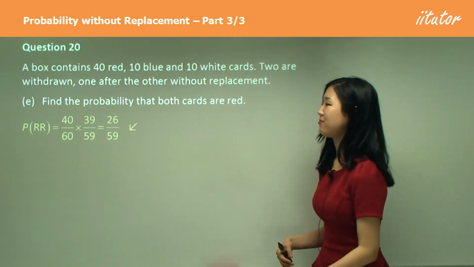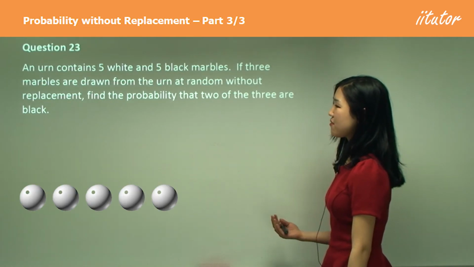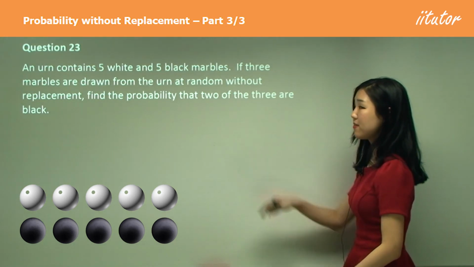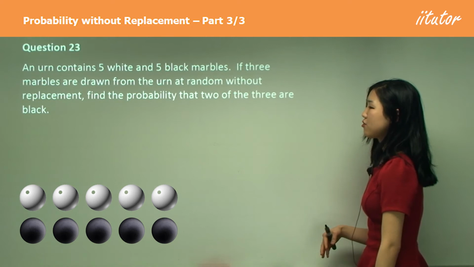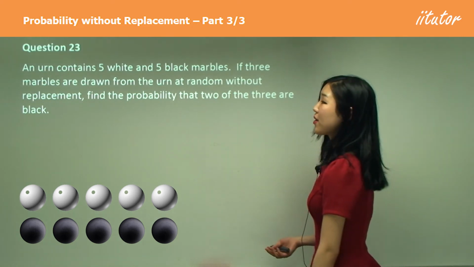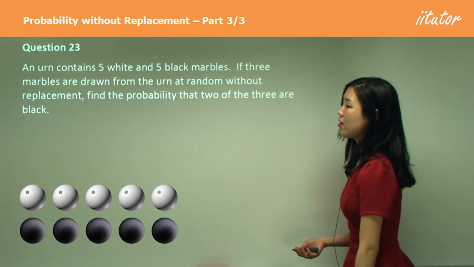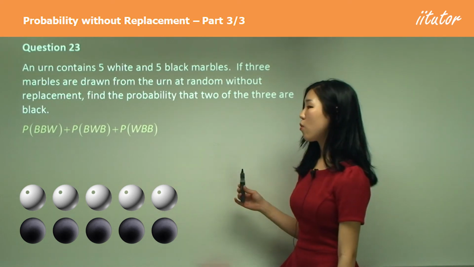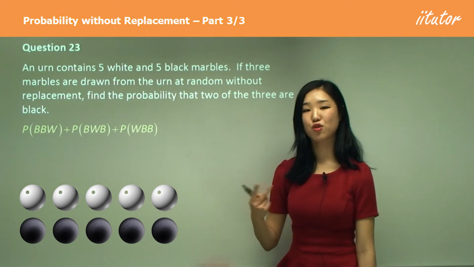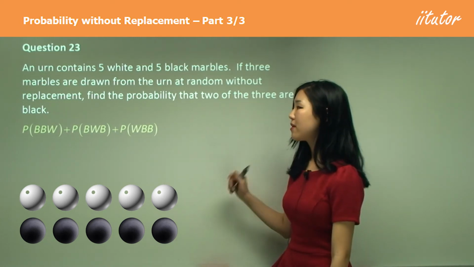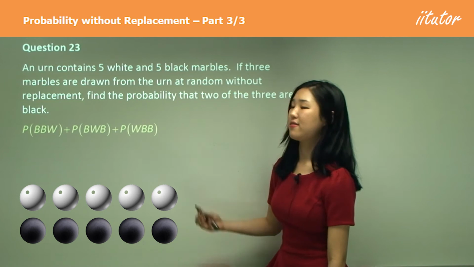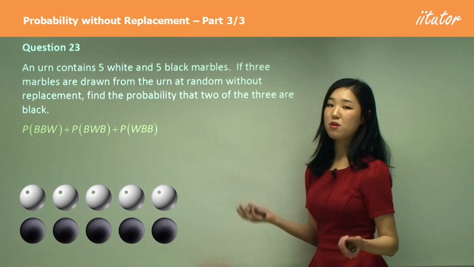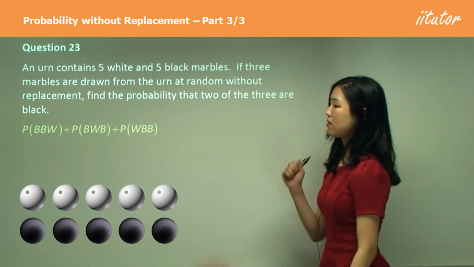Very, very simple question. An urn contains 5 white and 5 black marbles. If 3 marbles are drawn from the urn at random without replacement, find the probability that 2 of the 3 are black. Okay, I want 2 of the 3 to be black, so there's different cases you got to think about. Black, black, white, or white, black, black, or black, white, black. All 3 cases have 2 blacks, so all 3 cases are possible, but because there is no replacement, we must consider the orders. Even if there is replacement, you must consider the different cases because the order is different.